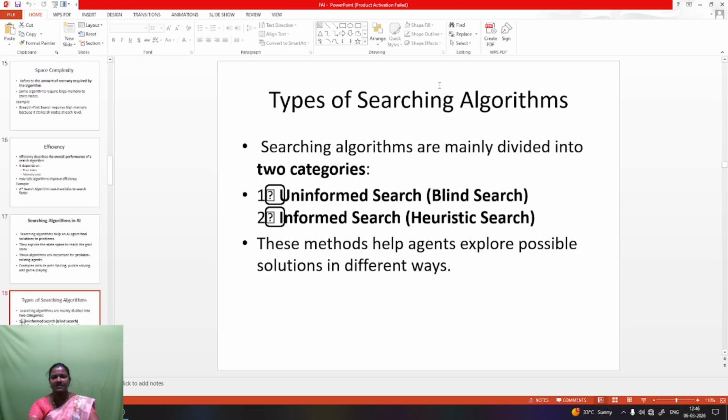Types of searching algorithms. Searching algorithms are mainly divided into two categories: uninformed search or blind search, and informed search or heuristic search. These methods help agents explore possible solutions in different ways.